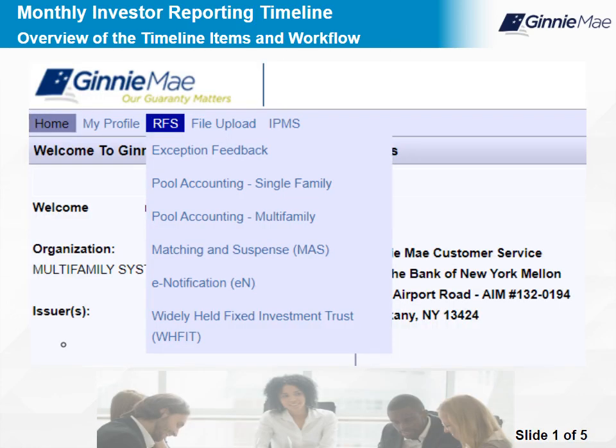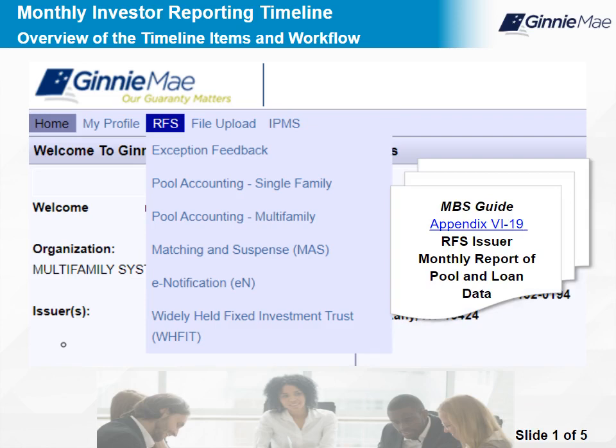The Reporting and Feedback System, RFS, is comprised of multiple applications to communicate workflow timelines, critical alerts, and other e-notifications, as well as enable the issuer to upload files. There are 4 types of RFS records, including the pool record, loan record, sensitive loan record, and the various loan record. MBS Guide Appendix 619, RFS Issuer Monthly Report of Pool and Loan Data, provides the detailed specifications for these records.